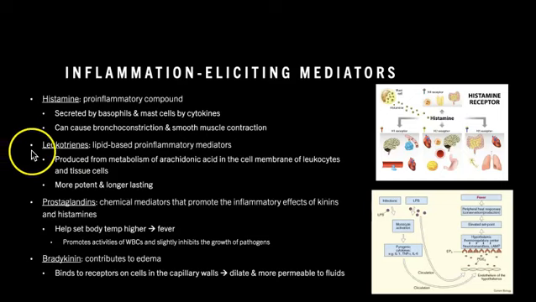We've got our leukotrienes, and these are lipid-based pro-inflammatory mediators, and they're produced by a metabolism of arachidonic acid in the cell membrane of our leukocytes and tissue cells. And these will be more potent and longer lasting than histamine. And when histamine and leukotrienes are released at the same time, they can induce coughing, vomiting, and diarrhea so that they can try to expel the pathogen from our body.